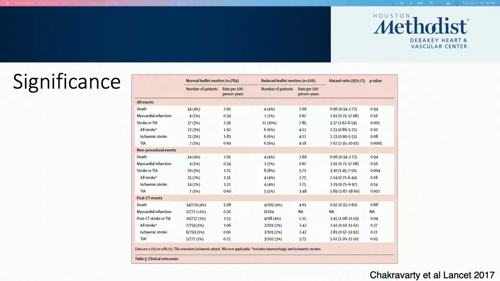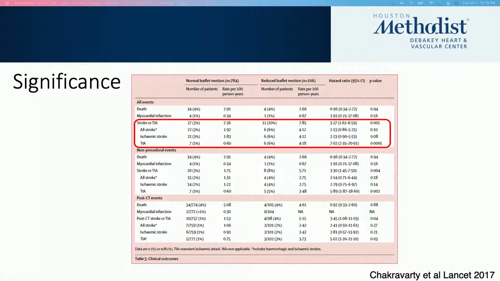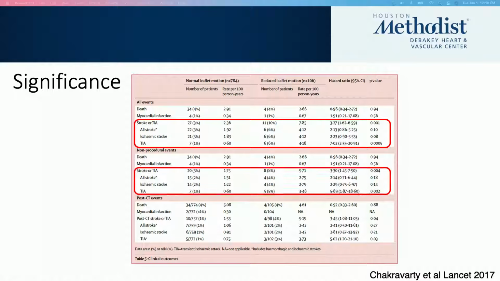With respect to significance, hypoattenuated leaflet thickening and reduced leaflet motion is associated with increased rates of stroke and TIA. It's mostly driven by TIA events, a very high prevalence of TIA events in this patient population, and that should be consistent in post-procedural and post-CT events in this patient population.